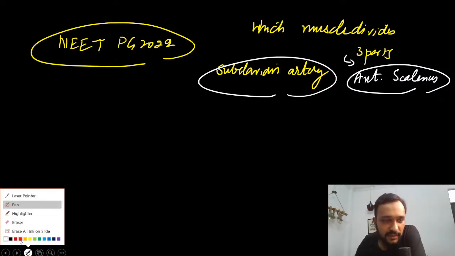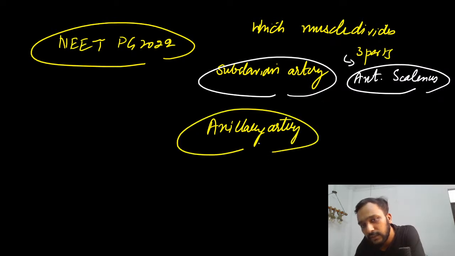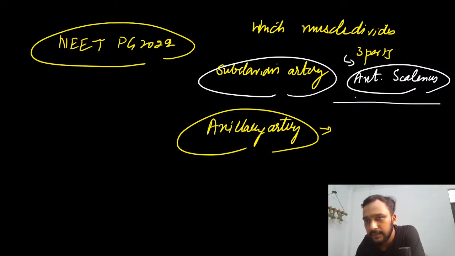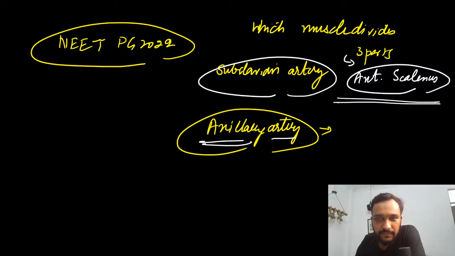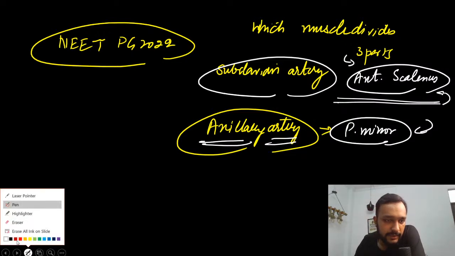So guys, which muscle is going to divide the axillary artery into three parts? Anyone, guys? Yes, very good. It is pectoralis minor. It is going to divide the axillary artery into three parts.